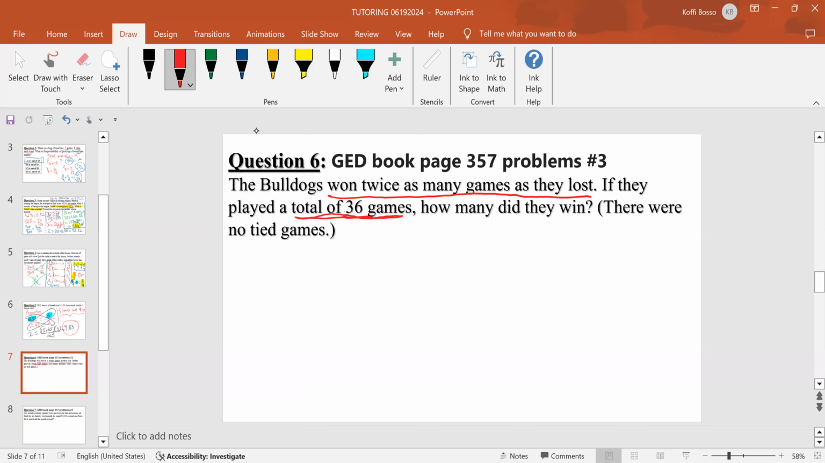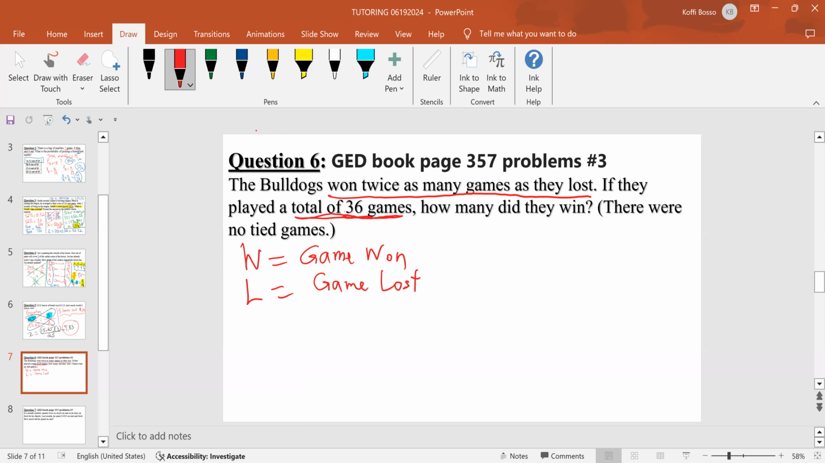Okay, let's break it down for you. First of all, let's use variables. I will use W for games won, and L for games lost. So far, so good.